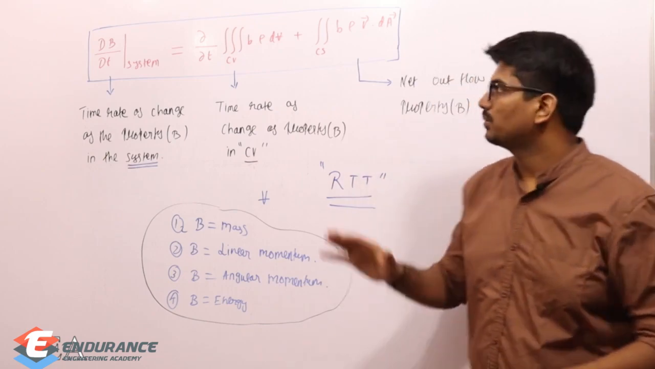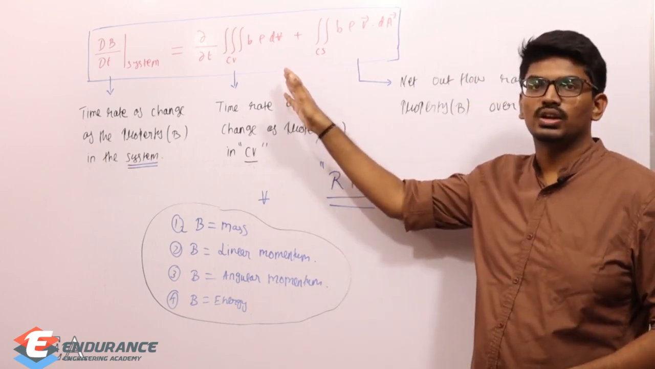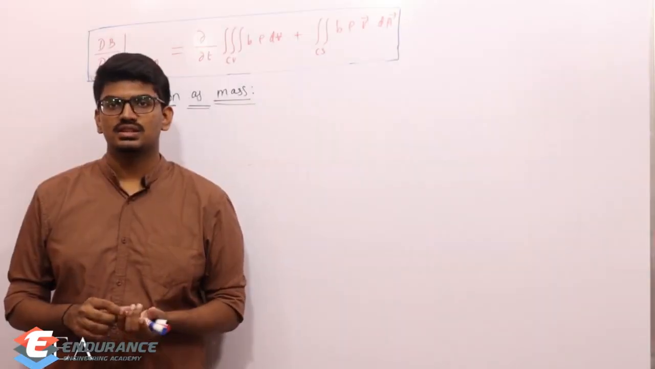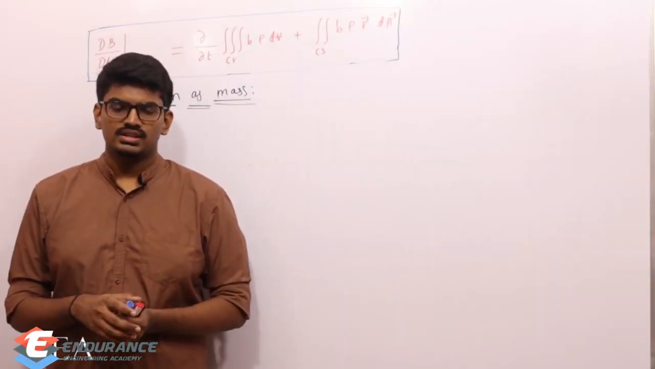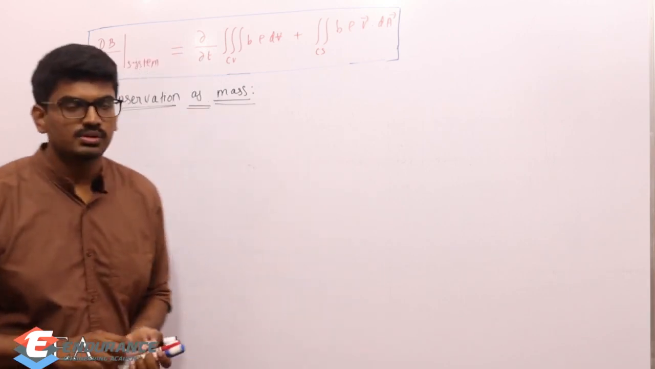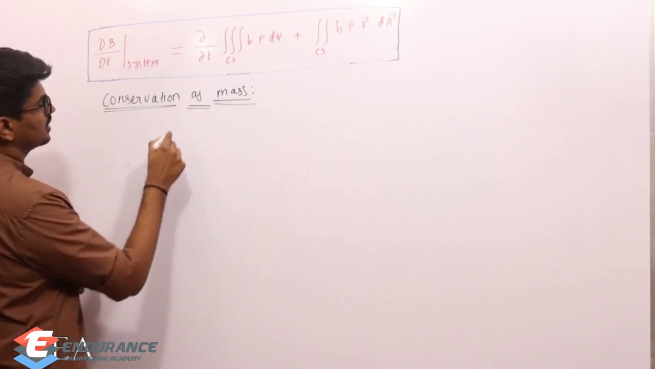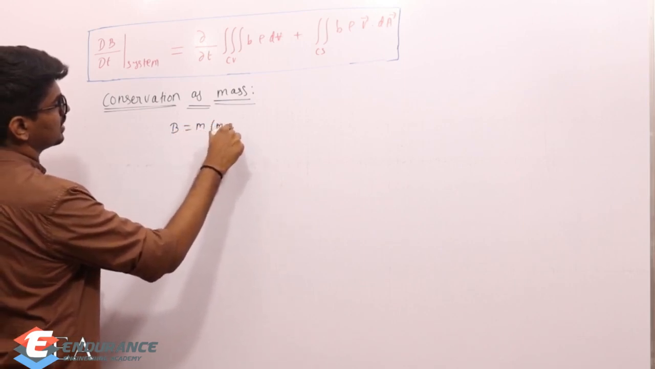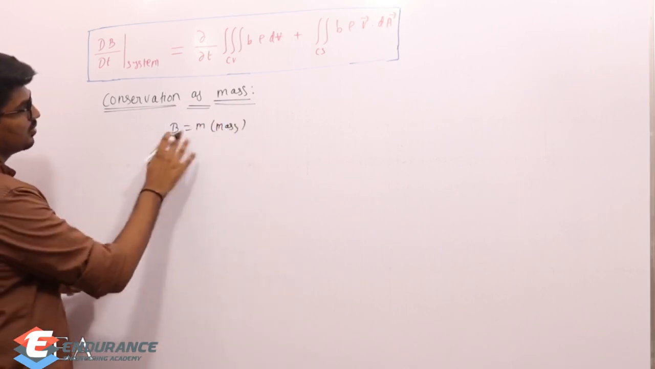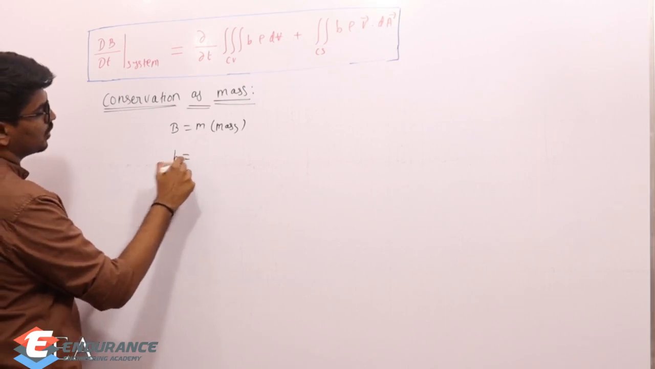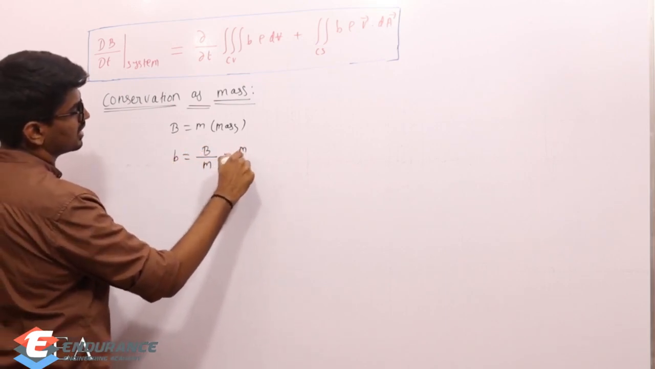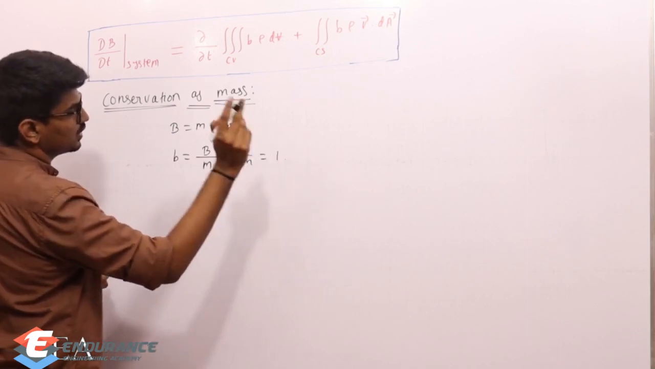So you have to remember this particular formula. Now I'm going to use this formula and substitute all these things. Let us start with conservation of mass. What does conservation of mass mean? First, I will take B as m, which is nothing but mass. So B is equal to m. Then what will small b be? Small b is nothing but capital B by mass, which is m by m, equal to 1.